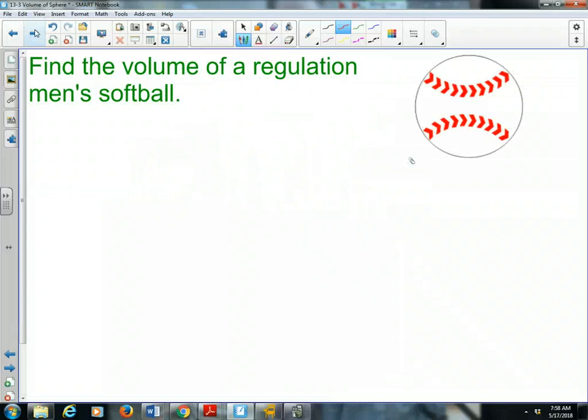So here's the first one. Find the volume of a regulation men's softball. If you were to Google this, you would find that the circumference of a men's softball is 12 inches. It is 12 inches around a men's softball. So like the great circle has a circumference of 12.